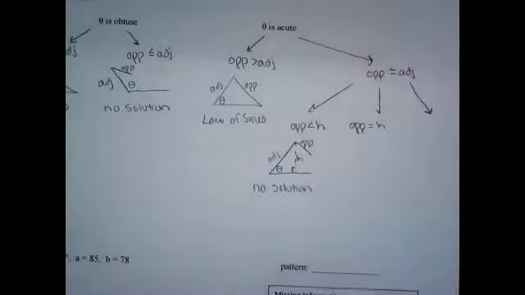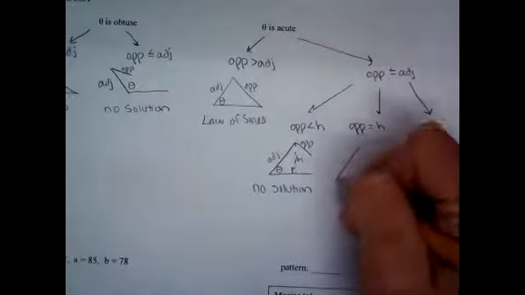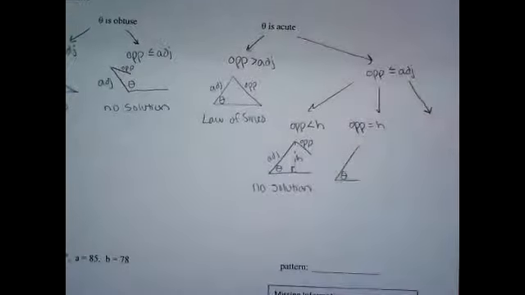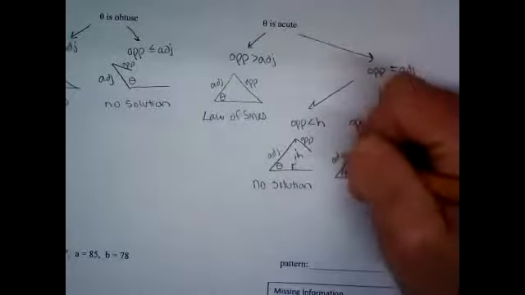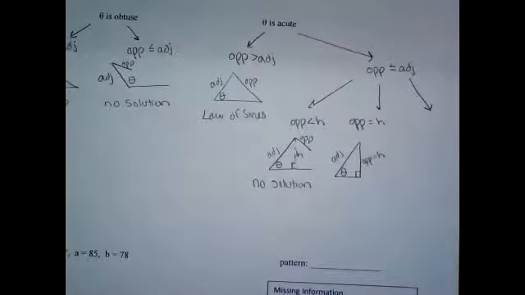Next option is that the opposite side could equal the height. Here's what that would look like, and this is kind of cool when it turns out this way. Here's your angle, here's your adjacent side. If your opposite side equals the height, then what kind of triangle did you end up with? If they're one and the same, what kind of triangle is that?